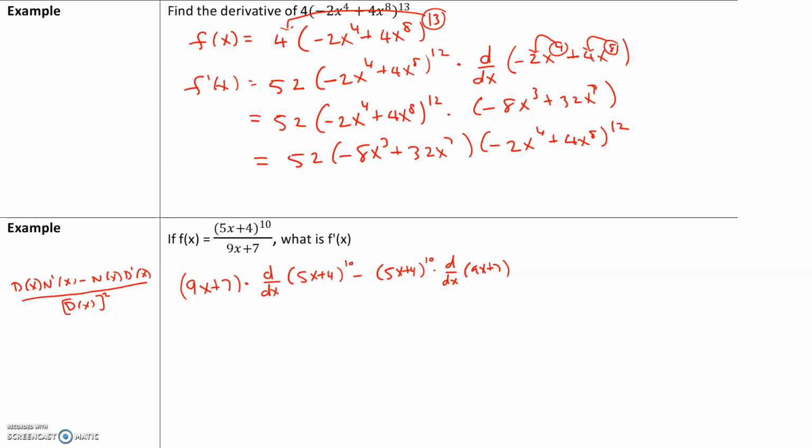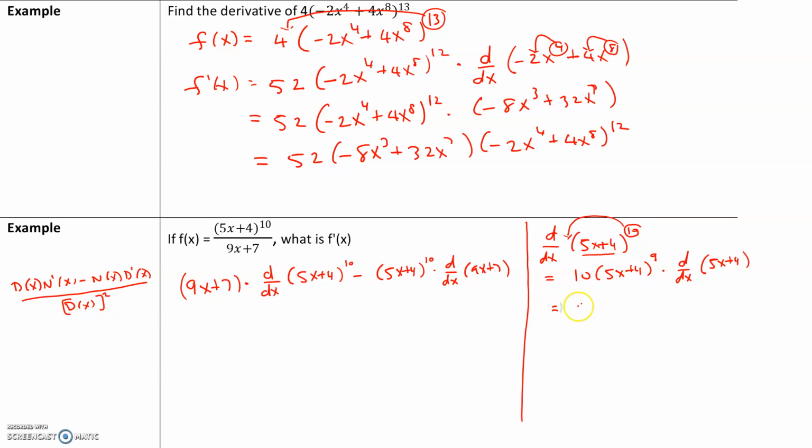Okay, so we want to find the derivative of 9x plus 7. So first, let's figure out what the derivative of (5x plus 4) to the 10th power is. Well, the 10 is going to come to the front, so we get 10 times (5x plus 4) to the 9th power. But remember, because our parentheses contains an x, we have to multiply by the derivative of the parentheses, which is 5x plus 4. If I simplify this, I have 10 times (5x plus 4) raised to the 9th power. And the derivative of 5x plus 4 is simply going to be 5. And we can take 10 and 5 and multiply those. So we get 50 times (5x plus 4) raised to the 9th power.